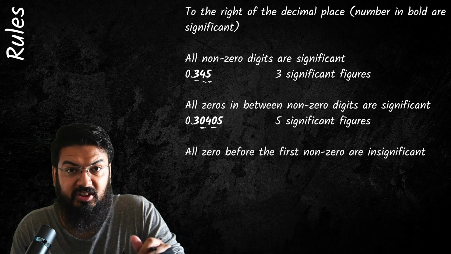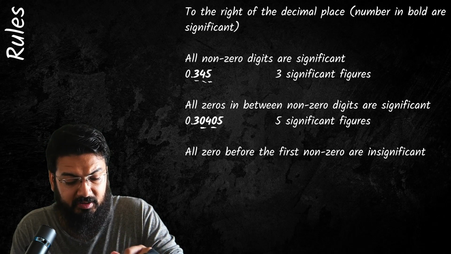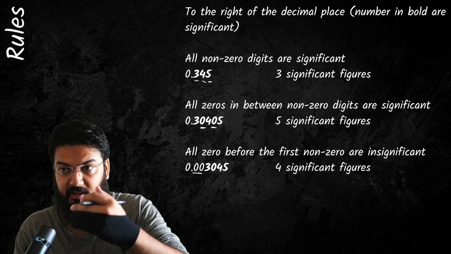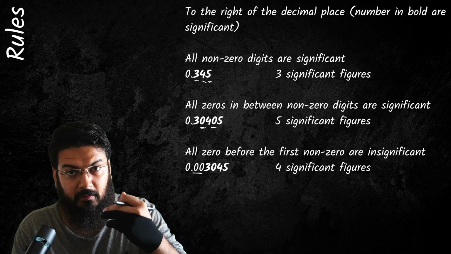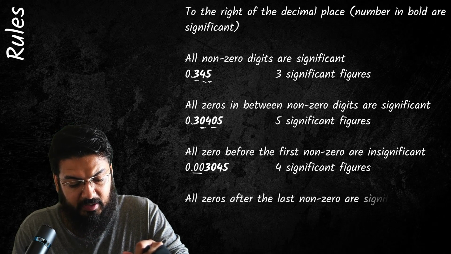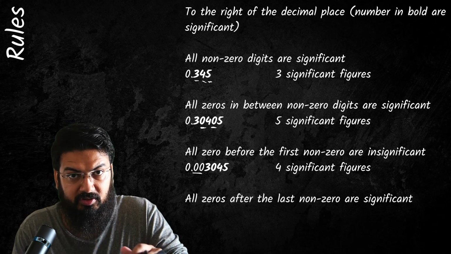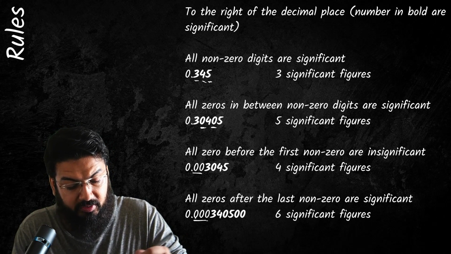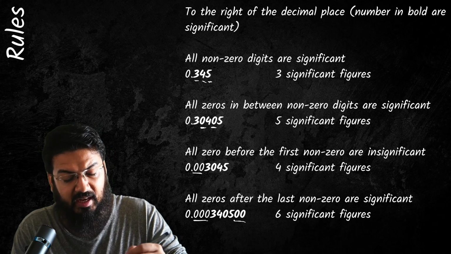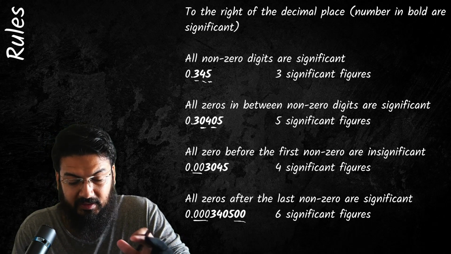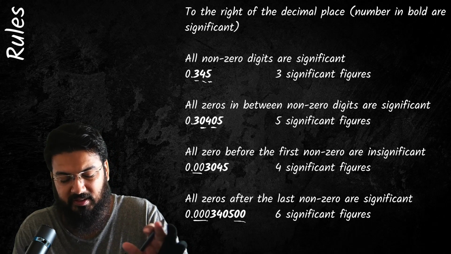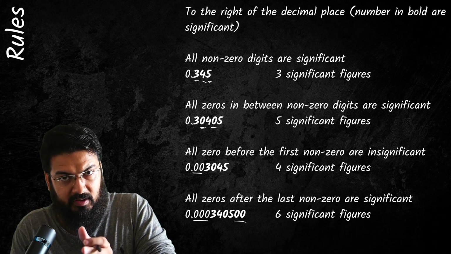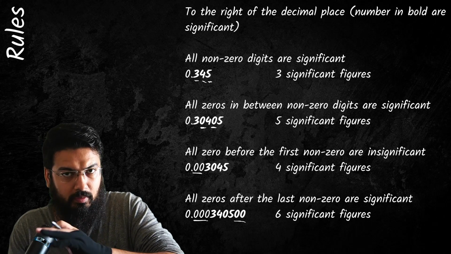Then we have all zeros before the non-zero digit. They are insignificant. So both of these zeros, they are insignificant. Why? Because they are behind or before the first non-zero digit. Then we have all zeros after the last non-zero digit, but these are going to be significant. All right. So the zeros before the 3, insignificant, but the zeros after the 5, they are significant. Again, the reason for that, we don't want to get into that mess right now. All you need to know is last non-zero digit to the right of the decimal place. As many zeros you have, all of them are significant.